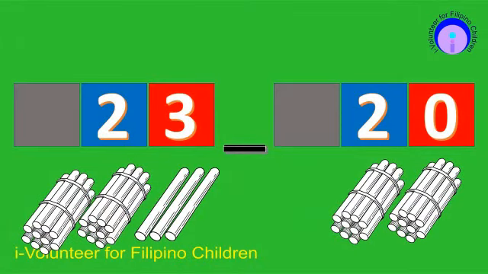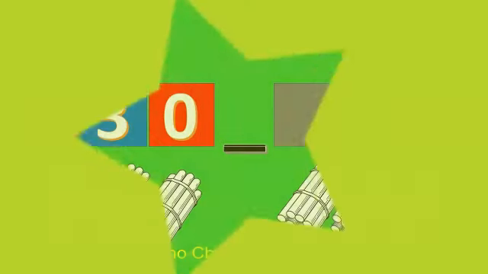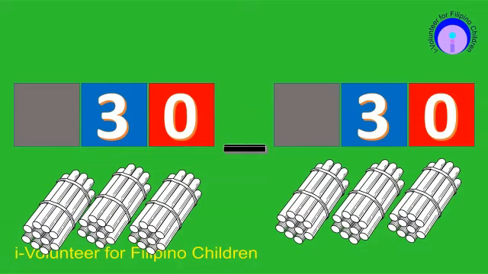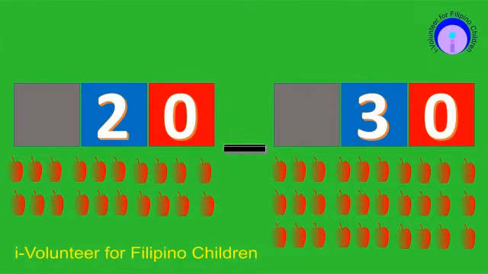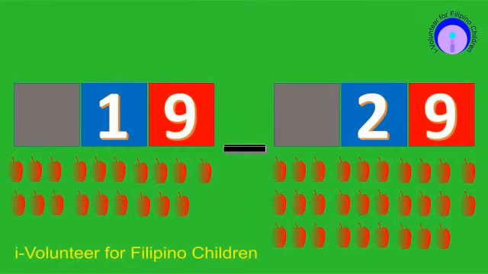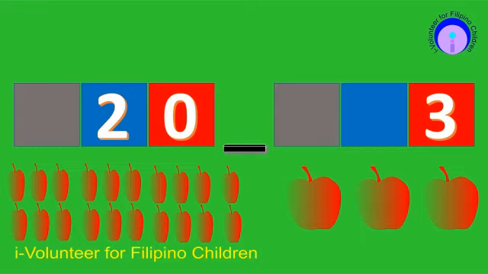23 is greater than 20. 30 is equal to 30. 20 is less than 30. 19 is less than 29. 20 is greater than 3.